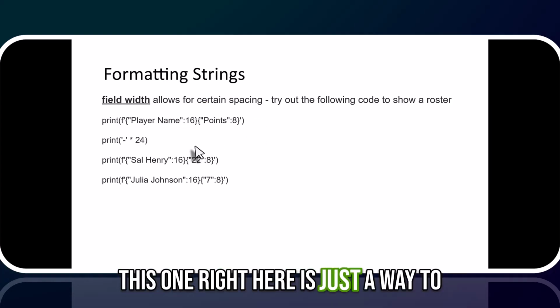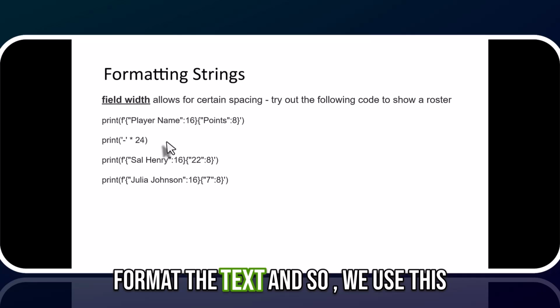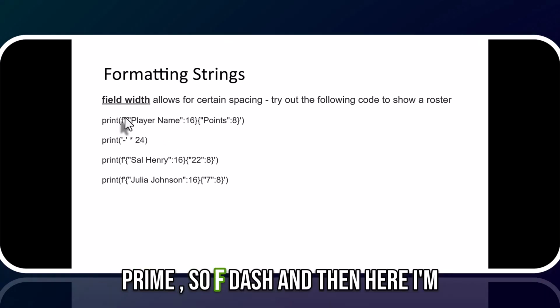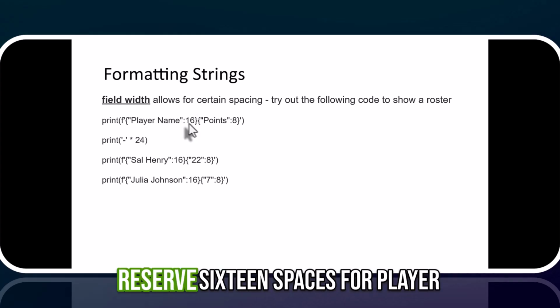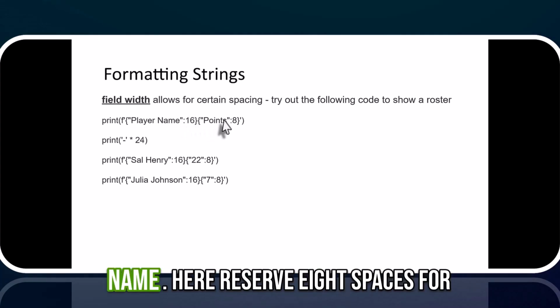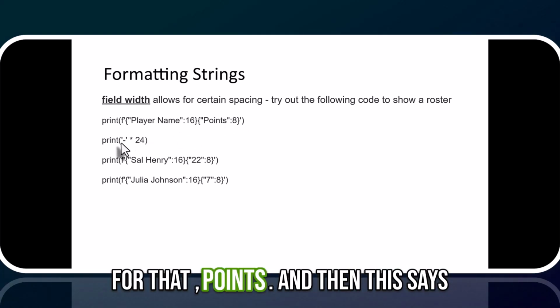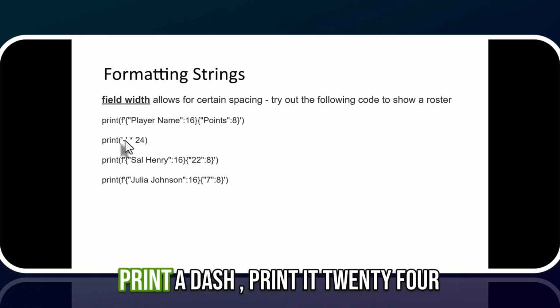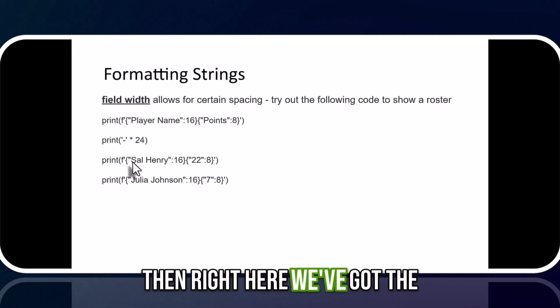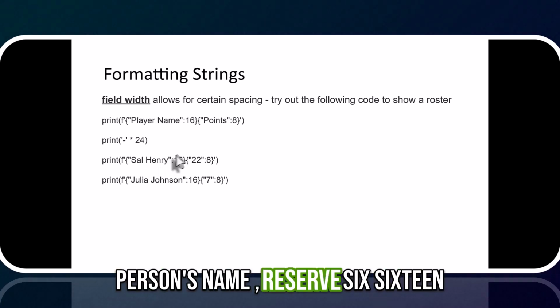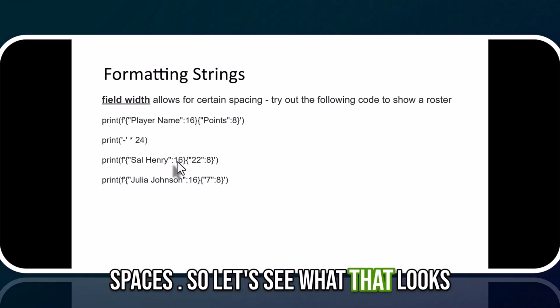This one right here is just a way to format the text. And so we use this F-string, so F and then here I'm saying player name, and then reserve 16 spaces for player name. Here reserve 8 spaces for the points. And then this says print a dash 24 times, so 24 dashes. And then right here, we've got the person's name, reserve 16 spaces. So let's see what that looks like.